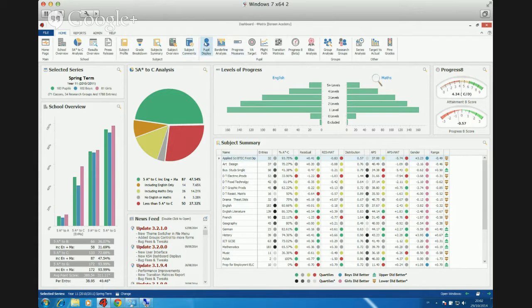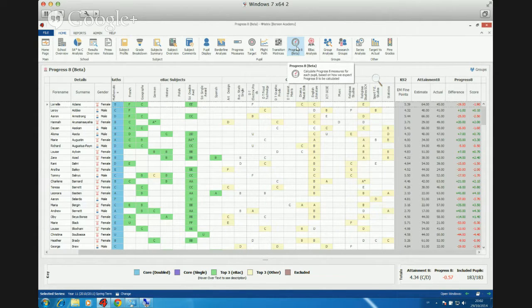And across the top of the dashboard here, we can see the various sections of 4Matrix. We've got the main section, which is what this is. We've then got the school level stuff. Then we've got the subject level stuff, the pupil level stuff, and we've got groups and other. So we're going to look at Progress 8, which is in beta. And this is pupil level stuff, but of course it gives an overall score for the school.